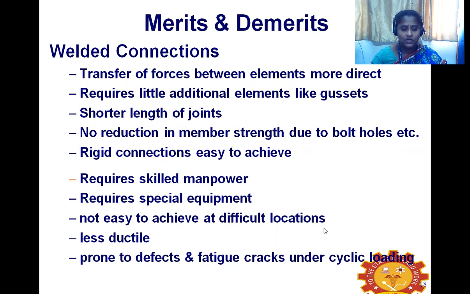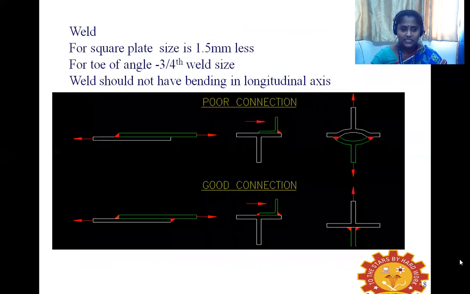Coming to demerits, what are all the demerits here? It requires skilled manpower, requires special equipment, and is not easy to achieve at different locations, less ductile, prone to defects and fatigue cracks under cyclic loading. That is all about welded connections.